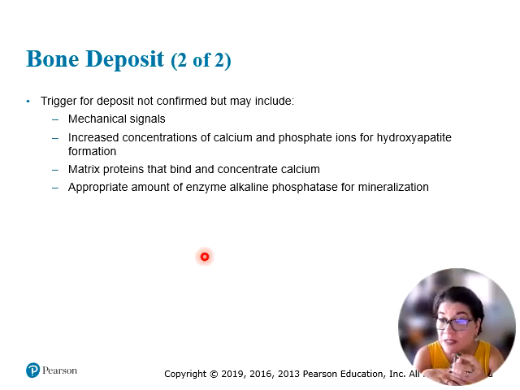If you have more calcium in your blood, that could cause bones to develop. If certain proteins bind, that's going to stimulate your bones to grow. And if you have the alkaline phosphatase enzyme, it's also going to cause your bones to grow.